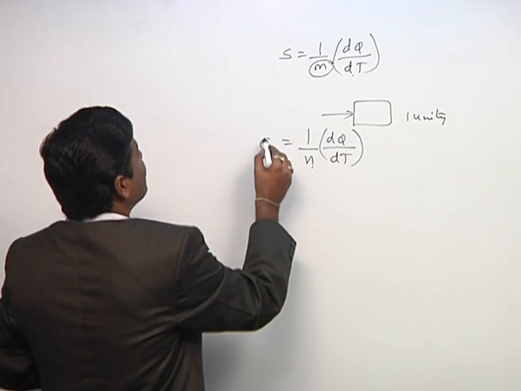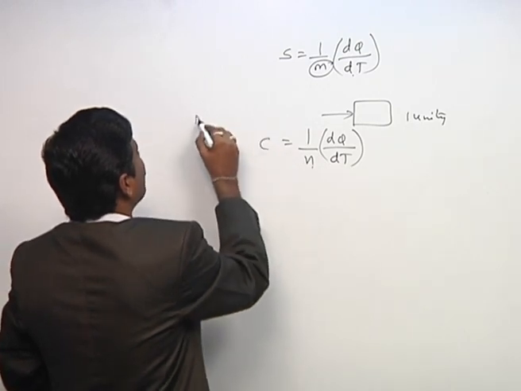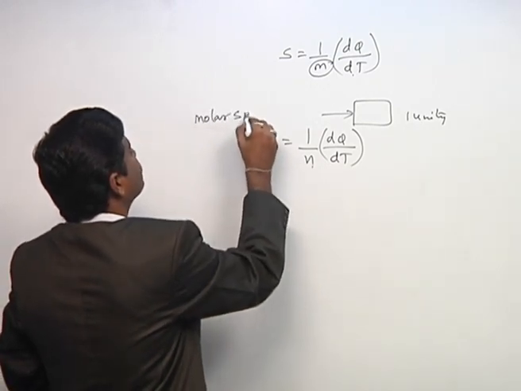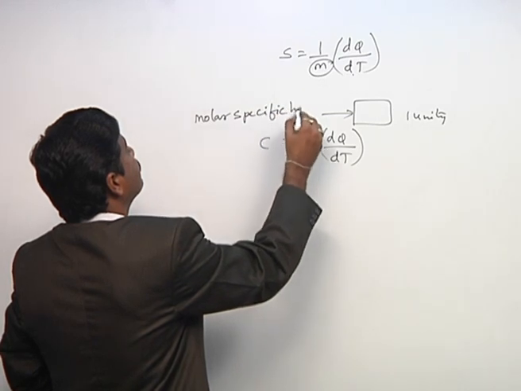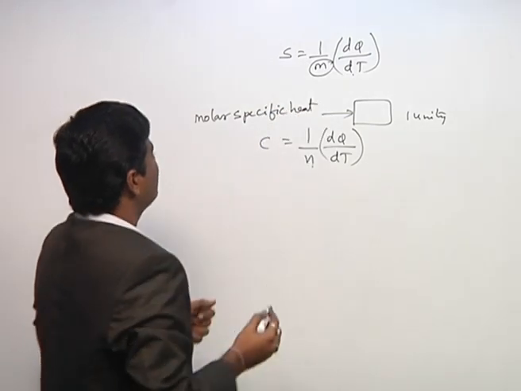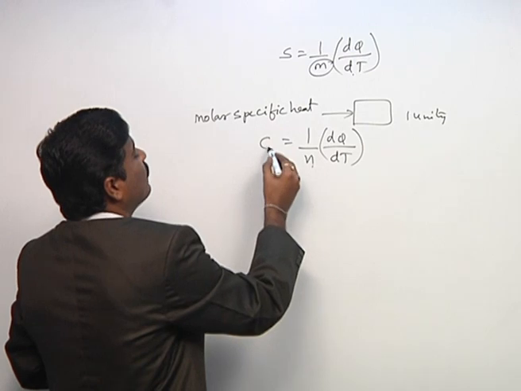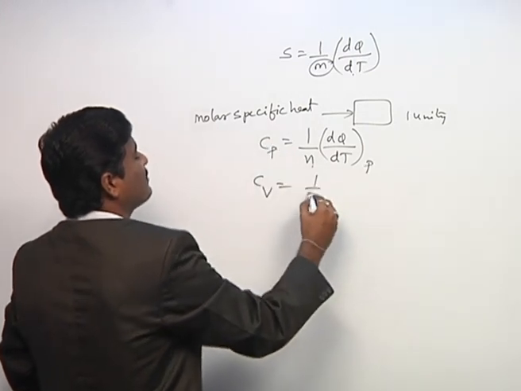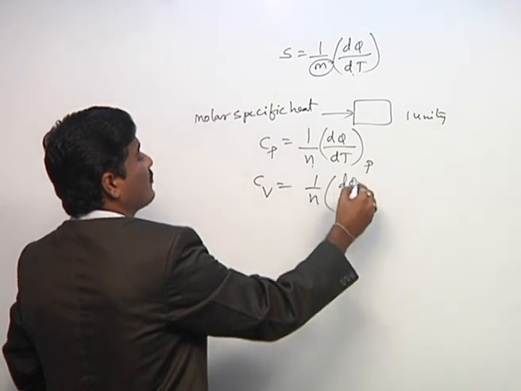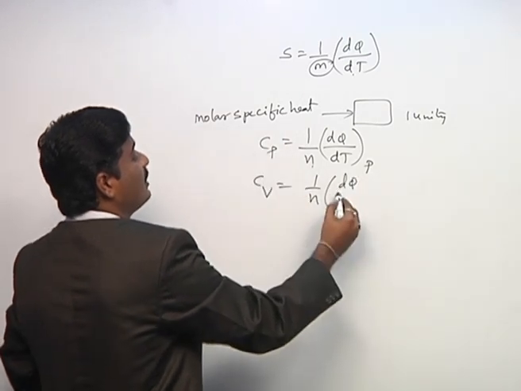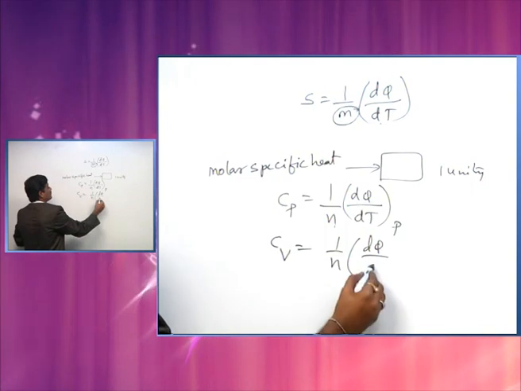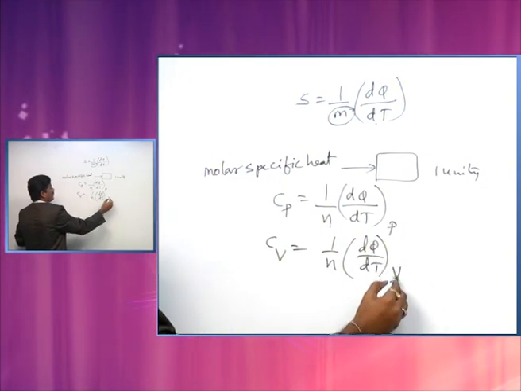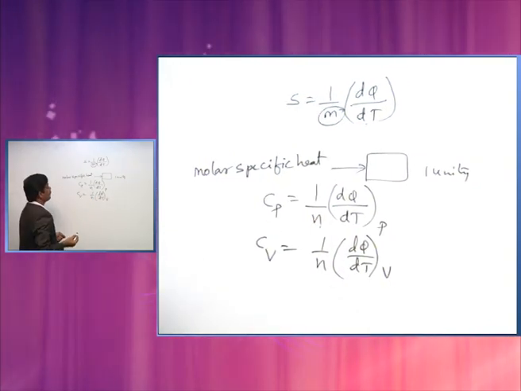For gases, there are specific heats. This one we are calling the molar specific heat. For gases, there are two specific heats: one at constant pressure and one at constant volume. So the heat supplied to the gas at constant pressure, that is what we are calling Cp. The heat supplied to the gas at constant volume, we are taking as Cv, dq by dt here.